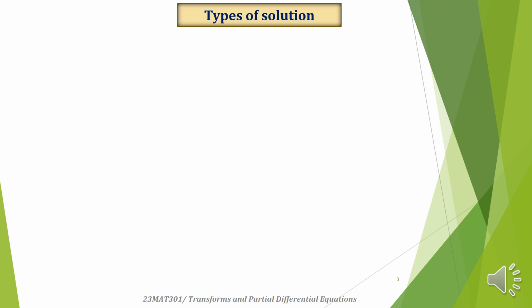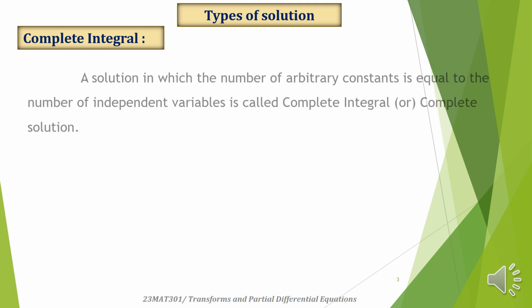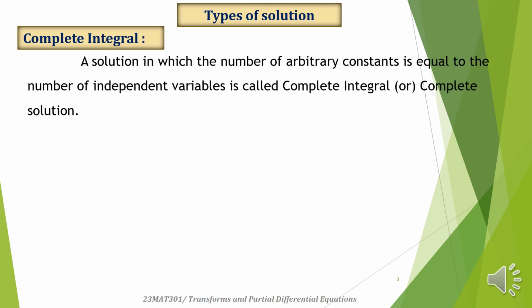So there are many types of solutions in partial differential equations. Okay, the first one is complete integral. So what is complete integral is that if we obtain a solution, in that particular solution, the number of arbitrary constants is equal to the number of independent variables. We have seen about independent variables, right, at the starting, and arbitrary constants are a and b. We have been seeing this arbitrary constant in the last two lectures, right? So we know what is arbitrary constant and independent variables. So if the number of arbitrary constants is equal to the number of independent variables, then it is known as complete integral, or else we will say it as complete solution.